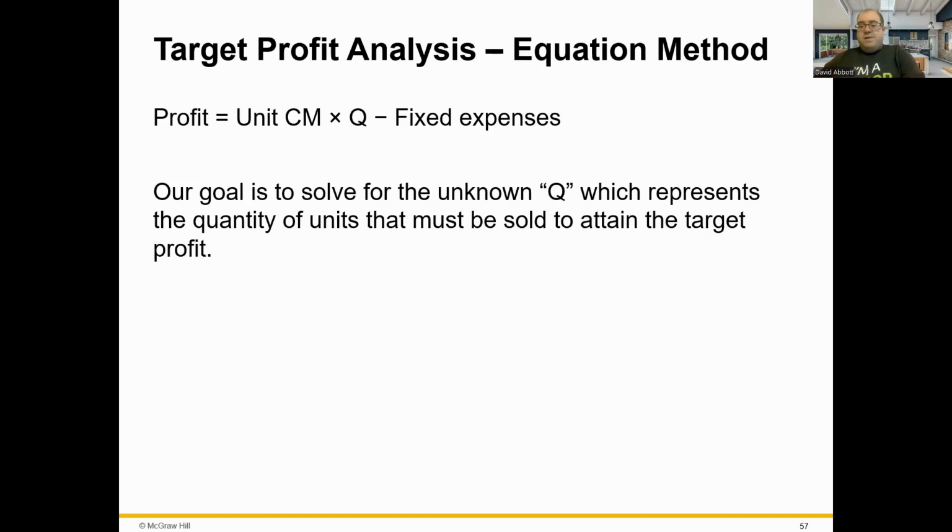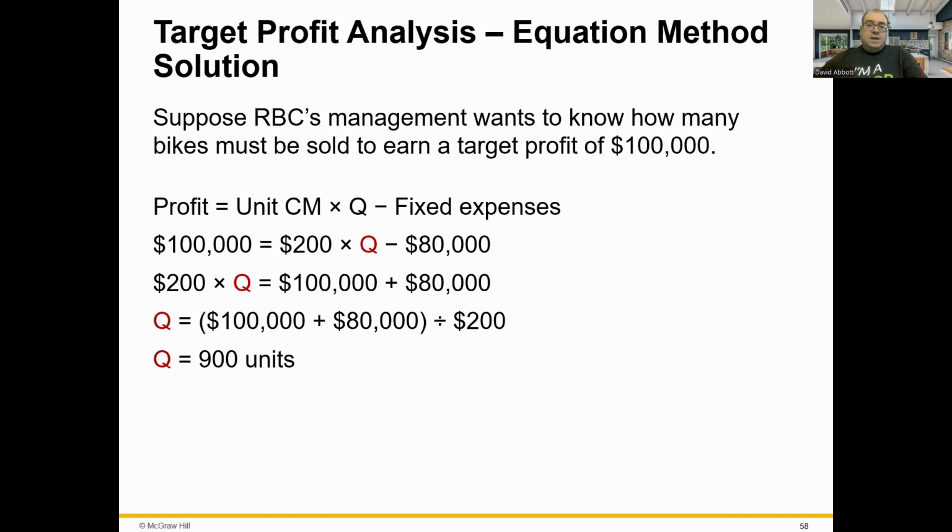So we'll look at the equation method first. The equation method is summarized on this slide. Our goal is to solve for the unknown, which is Q, the number of units that we need to sell. In order to calculate this, we're going to take our contribution margin times Q minus our fixed expenses, and we know what our target profit would be. So for the most part, we can just plug and chug and figure this out algebraically. We'll see an example of this.